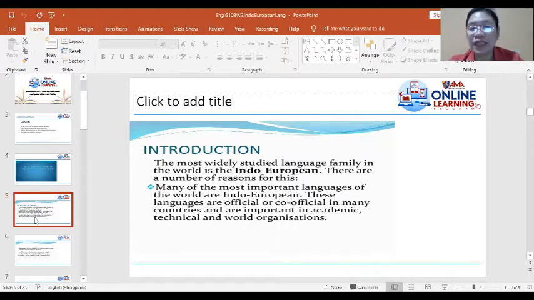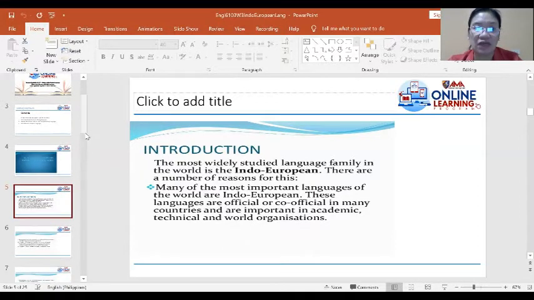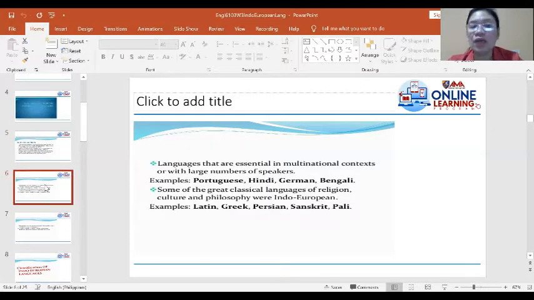Many of the most important languages of the world are Indo-European. So these languages are official or co-official in many countries and are important in academic, in technical, and world organizations. Okay. Now, languages that are essential in multinational context or with a large number of speakers. Examples: Portuguese, Hindi, German, Bengali.